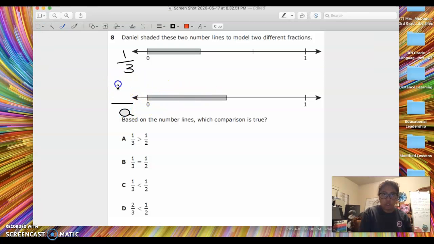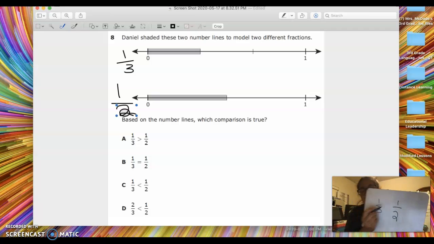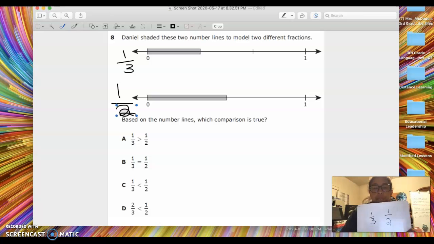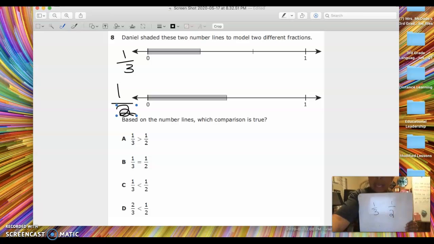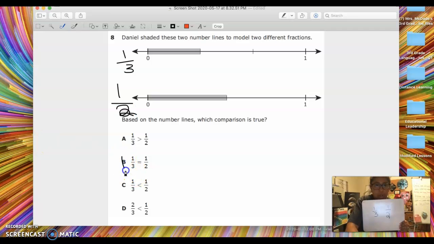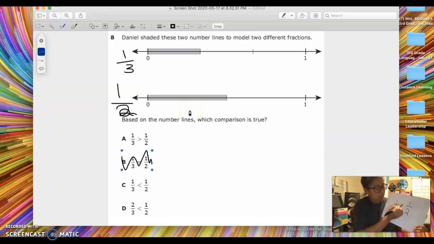And one part of the 2 is shaded, so it's 1/2. So I have a 1/3 and then a half, and I'm trying to figure out the symbol that would go in the middle. Now, let me cross out my answers that don't make any sense. This one, the 1/3 equals a half. I can know just by looking at that they're not the same. Okay. I can tell by looking at this that this has more shaded than this one. So I know that a half is going to be greater than 1/3.